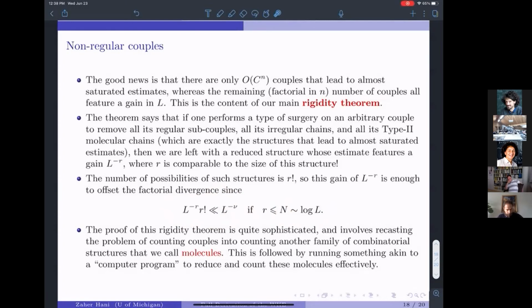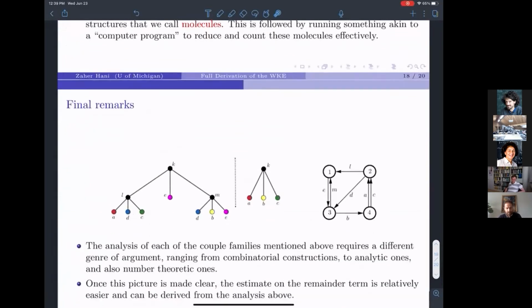And the proof of this rigidity theorem is actually quite sophisticated. It involves recasting the problem of counting couples into counting another family of combinatorial structures, which we call molecules. I'll show you an example of a molecule on the next slide. After you recast this problem in terms of counting molecules, the way we do it is by running something akin to a computer program, following an algorithm. This algorithm reduces the complexity of the molecule at each step and allows us to count those molecules effectively. So what do I mean by molecules?